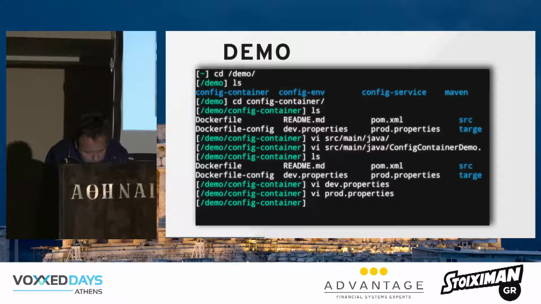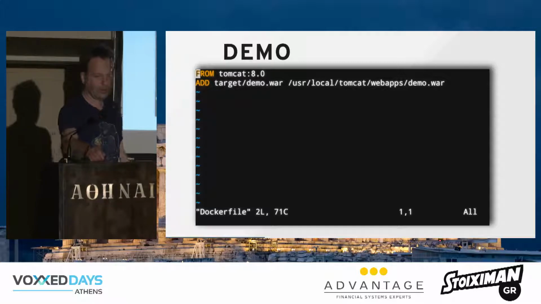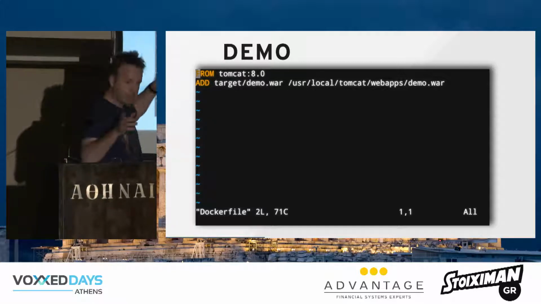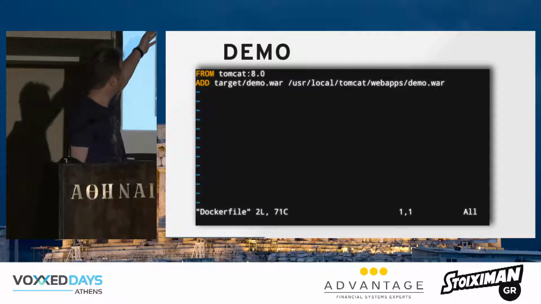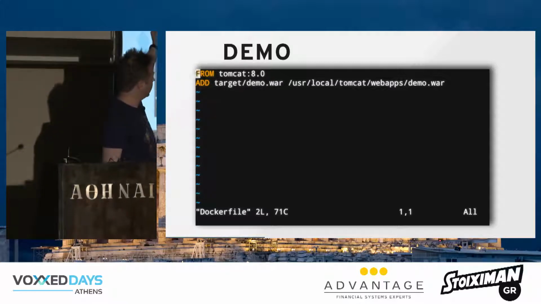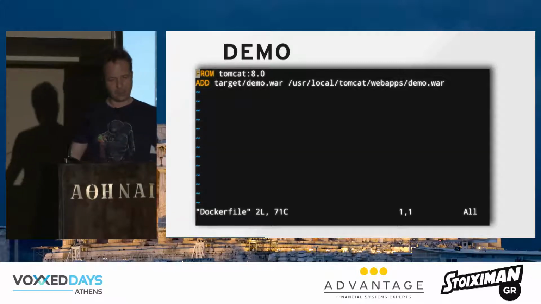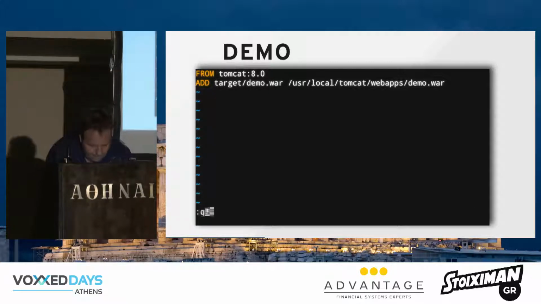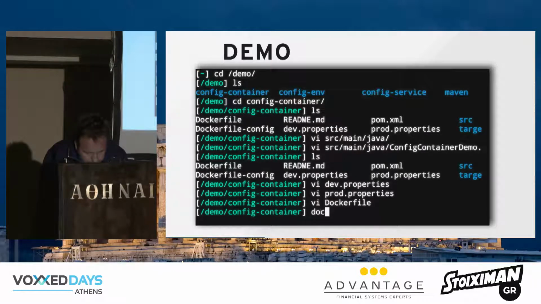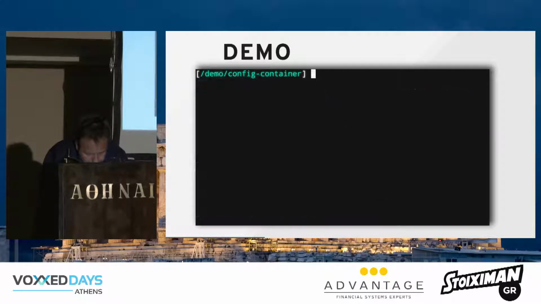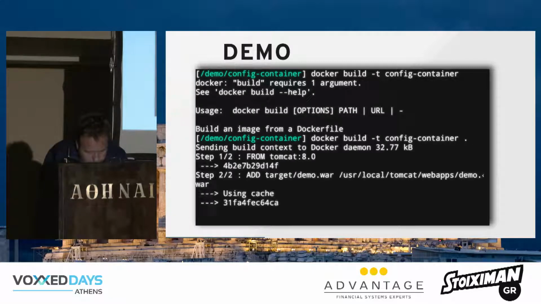Now I have a Dockerfile for my application itself. This is a plain, as I said, web application. I have already built it with Maven, so I have a demo.war here. And I use Tomcat as a base image and put it directly into the Tomcat webapps directory, where it gets deployed automatically during startup. Okay, I can create this image. So docker build -t config-container . with the dot for the context.